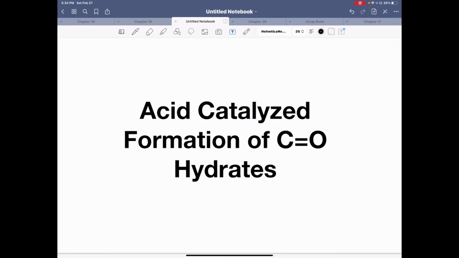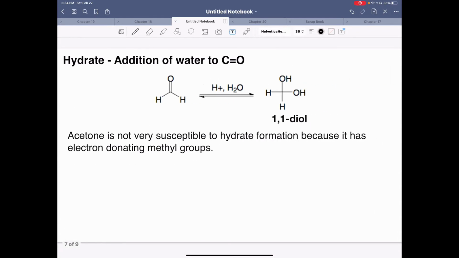Okay, so here we're going to go through the acid catalyzed mechanism for the formation of the hydrate of a carbonyl. It could be either an aldehyde or a ketone. We'll start with the aldehyde that we did in the last video. And so here we are going to take the aldehyde, and now we're going to do acid catalyzed hydration. So we're going to use just hydronium ion and H2O.